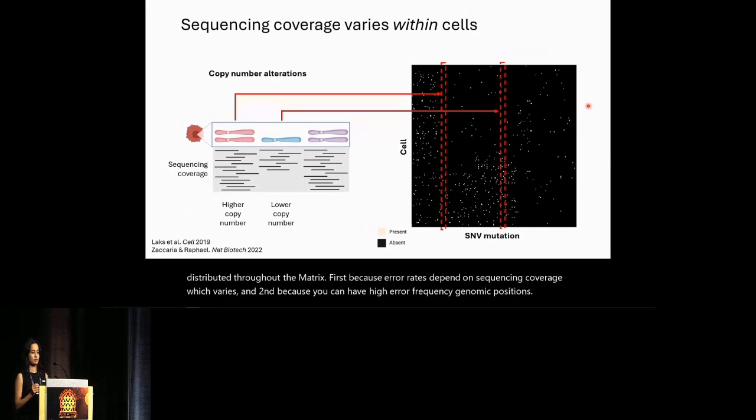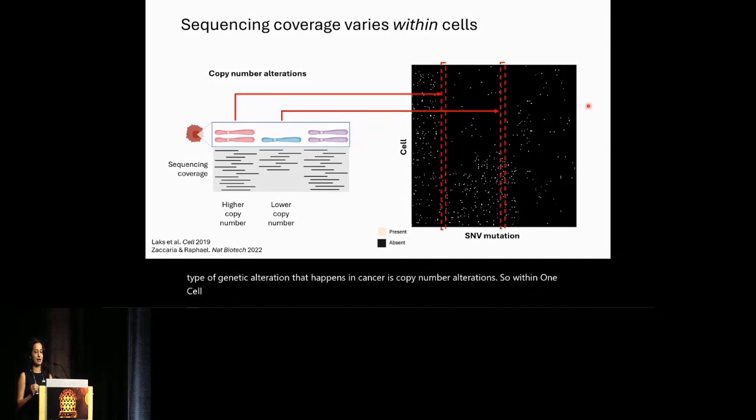So, for example, if we just consider one cell in our sequencing experiment, one type of genetic alteration that happens in cancer is copy number alterations. Within one cell, some regions may have either gained or lost large regions of the genome. Regions with higher copy number will give rise to more reads and vice versa, causing a fluctuation in the coverage along the genome and therefore the error rates within just one cell.